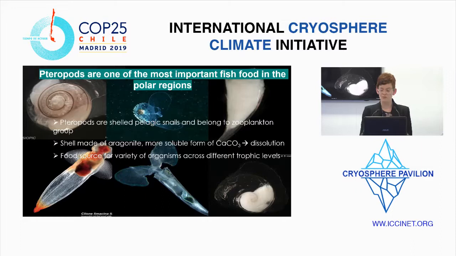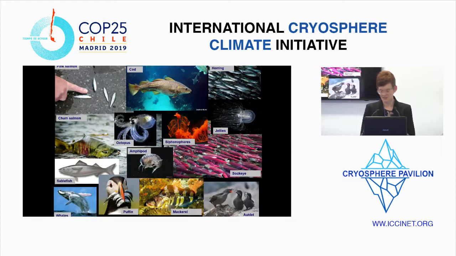What's really important in the polar regions is they are really one of the most dominant calcifiers in the pelagic realm, and they're really important as a food source. These are just some of the species that are feeding on it. From macrozooplankton to a variety of different fish, especially in the Arctic salmon, but also birds and whales are dependent on them.